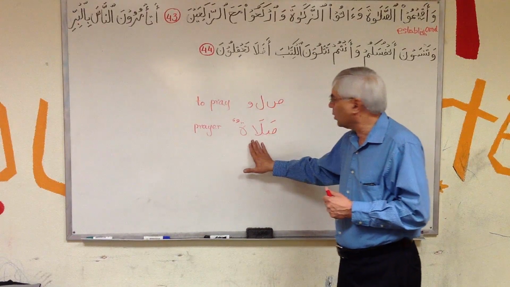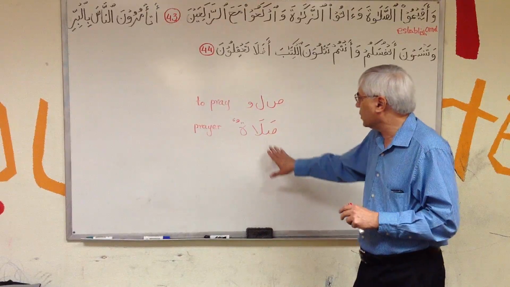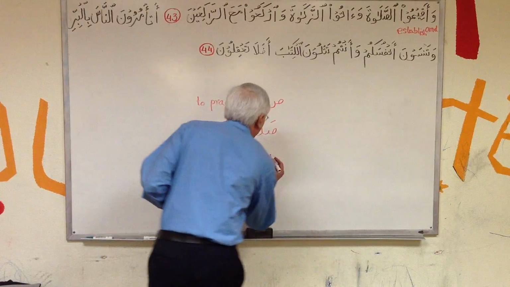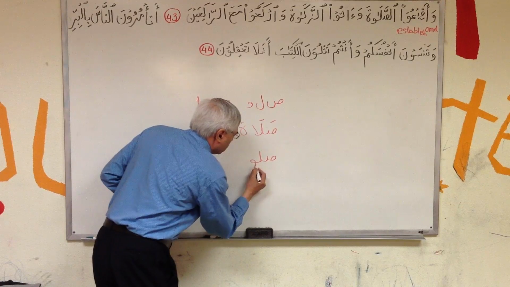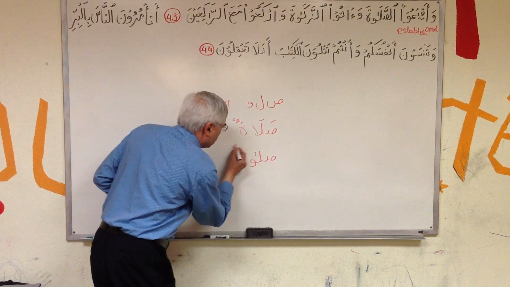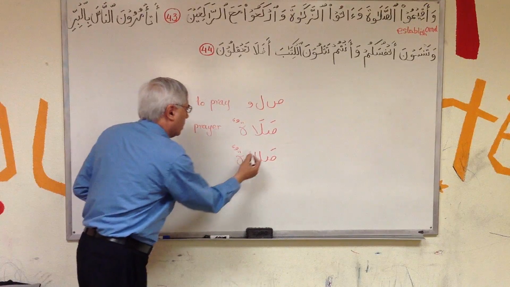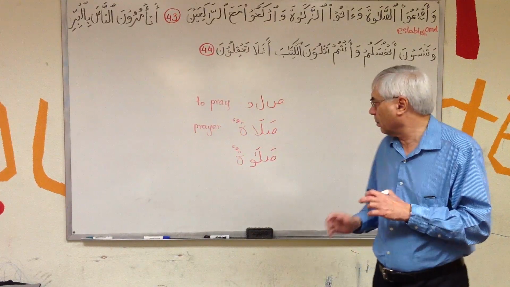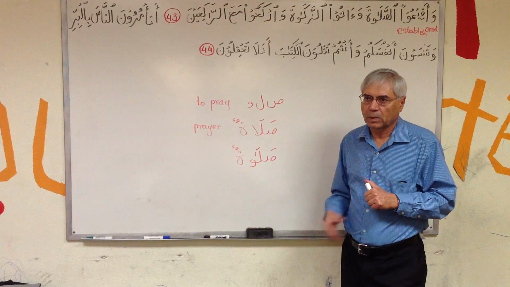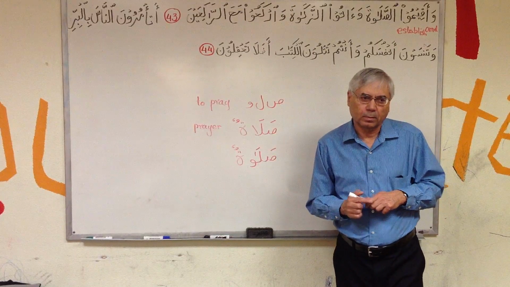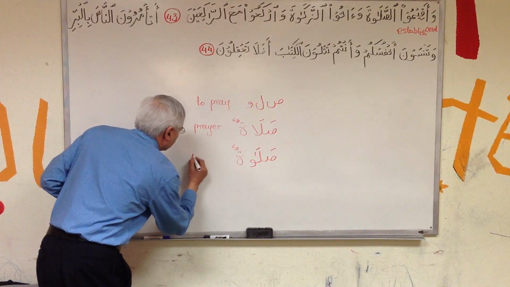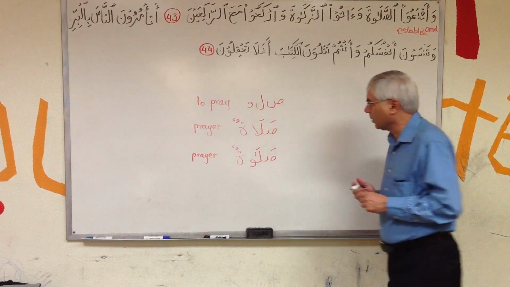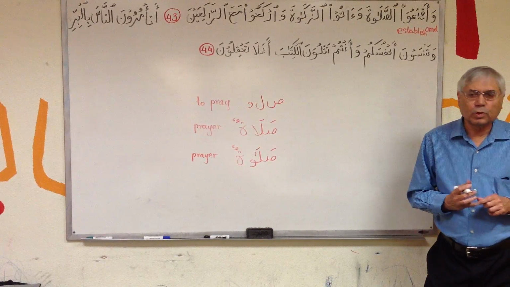This word is written in two ways in the Quran. It's written this way, and it is also written with an extra waw which is not pronounced. Salatun. The sound is exactly the same, but the waw is not pronounced here. So it still means prayer. Allah subhanahu wa ta'ala is instructing to establish the prayer.